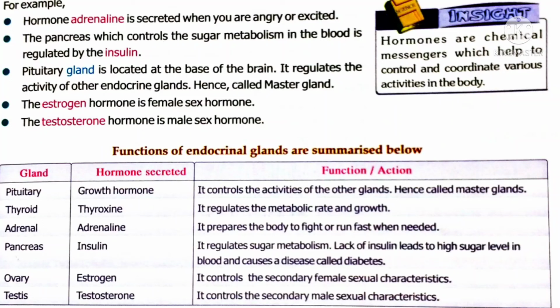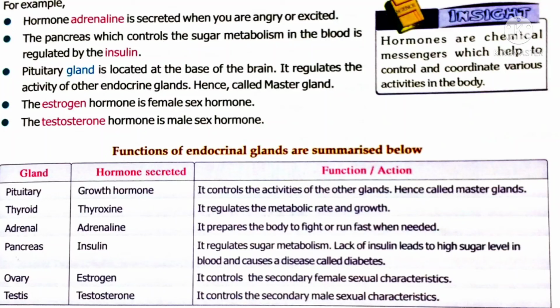The other important gland is the pituitary gland, which helps growth. This is called the growth hormone, and the gland is also called the master gland, which controls the activities of all other glands in our body. And the hormone adrenaline from the adrenal gland is secreted when we are angry or excited.